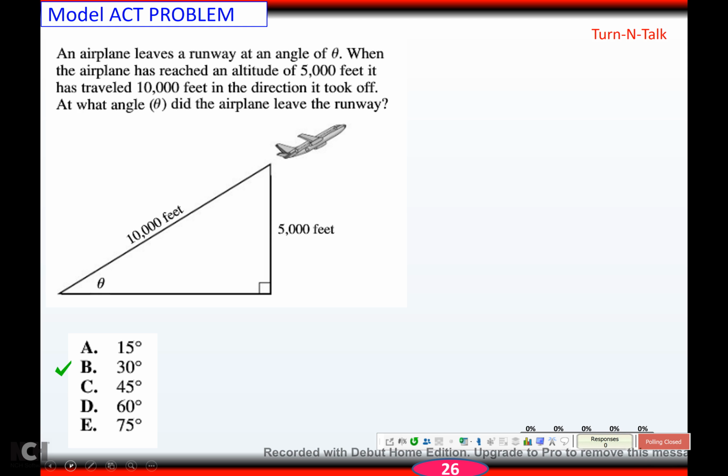And hopefully you got 30 degrees. So an airplane leaves a runway at an angle of theta. When the airplane has reached an altitude of 5,000 feet, it has traveled 10,000 feet in the direction it took off. At what angle did the airplane leave the runway? So again, we're trying to find theta here. Well, if I'm standing here, this is opposite to me, and this is hypotenuse, and that's a sine function. So I can say sine of theta is equal to opposite over hypotenuse, which gives me sine theta is equal to 1/2.